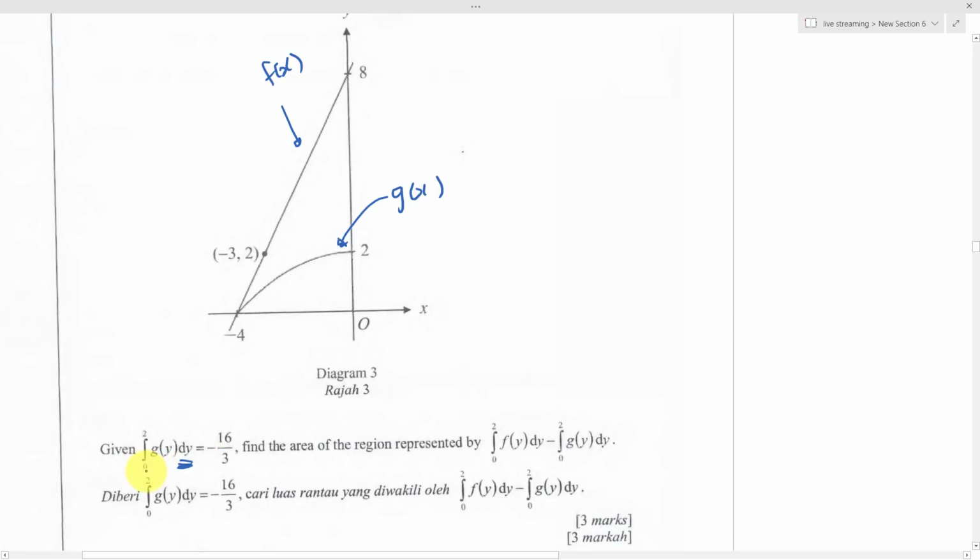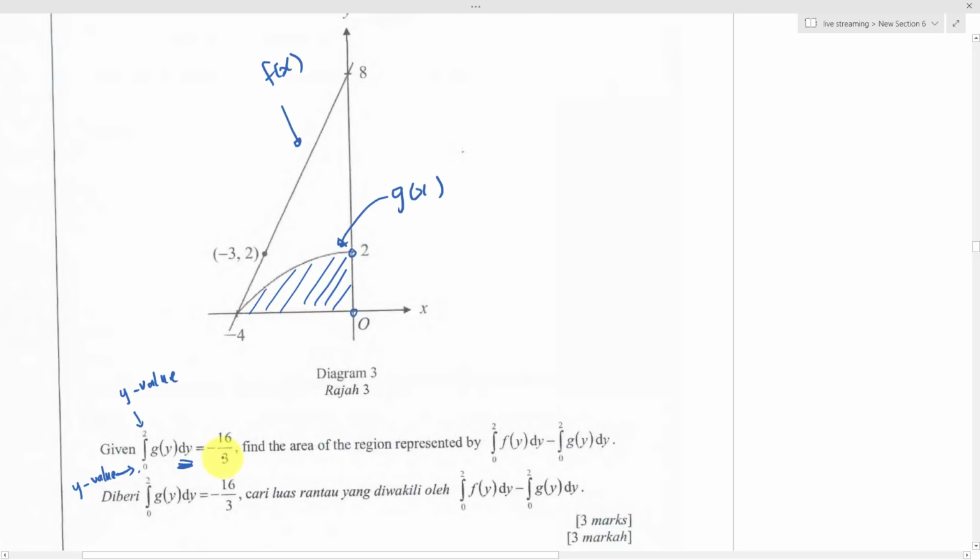dy basically, this 0 and 2, both of these are the y value. You see dy over there, both of these basically are y values. So that means my y value from 0 to 2 for this curve. So basically this area over here.